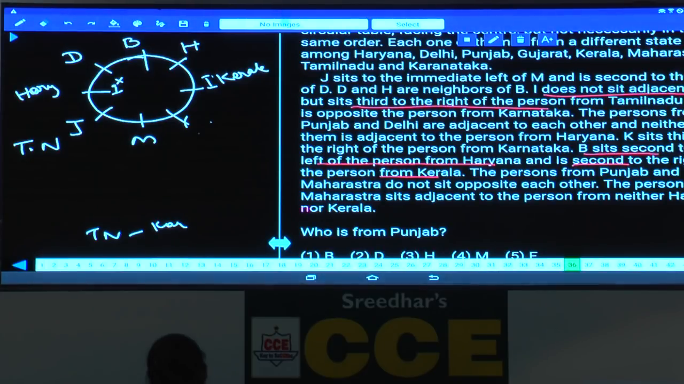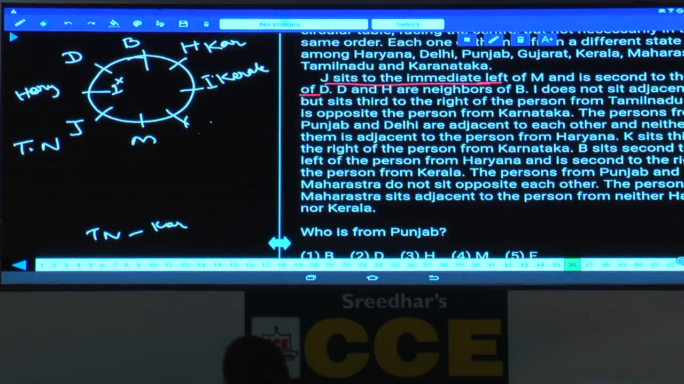And Tamil Nadu and Karnataka are opposite to each other. As Tamil Nadu is here, Karnataka must be at this place. Are you following this one or not? Then again, let's go through the information once again. J sits to the immediate right of M, immediate left of M, and is seated second to the right of D. Next one. D and H are immediate neighbors of B.